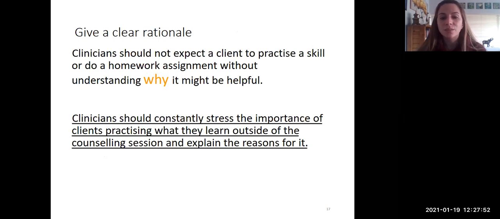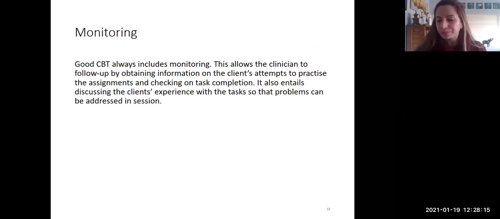So you must constantly be stressing the importance of what you're asking them to do, whether it's in session practice or outside of session practice, that they need to understand the rationale. So I think that's a good thing for us to, anytime we're going to introduce a topic or a skill set, we want to clearly in our mind understand what is the why and how is this going to benefit the patient.